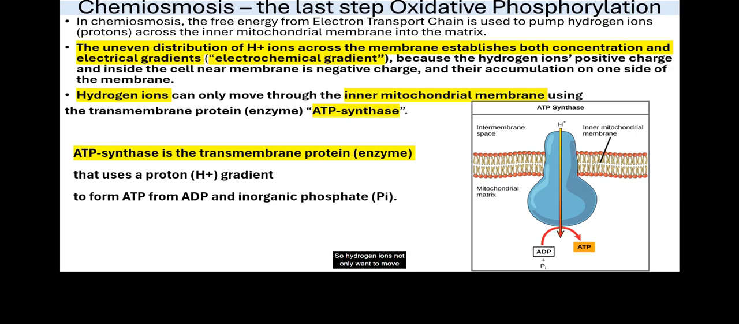So hydrogen ions not only want to move from the area of high concentration to the area of low concentration, but also because they are positively charged. And inside on the other side is negative charge, and negative charge is attractive. So positively charged protons will also rush inside the mitochondrial matrix because of their charge. They are positive and in here is negative charge. And the purpose of this chemoosmosis is to produce ATP. A lot of ATP will be produced in here.